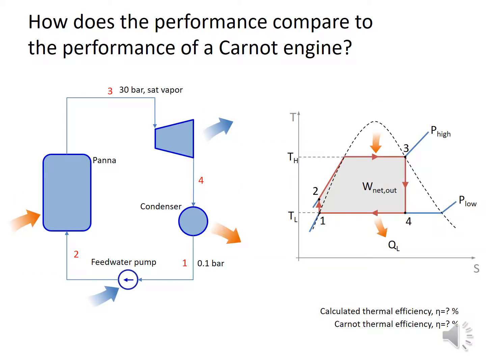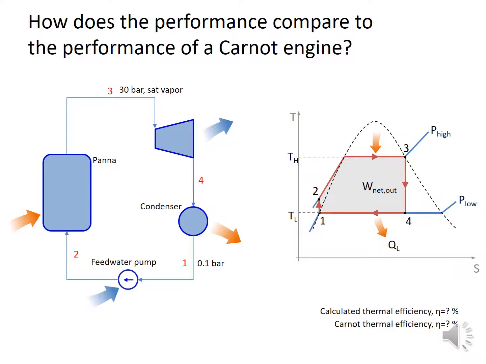Okay, let's look a little bit at the performance of this Rankine cycle that we looked at. You see here we have the Rankine cycle, and we want to know how this cycle compares to the Carnot efficiency. So we want to calculate the thermal efficiency, and we want to calculate the Carnot thermal efficiency and find out the answer here. We see here that the Carnot engine would be working between TH and TL. So the efficiency is 1 minus TL divided by TH.